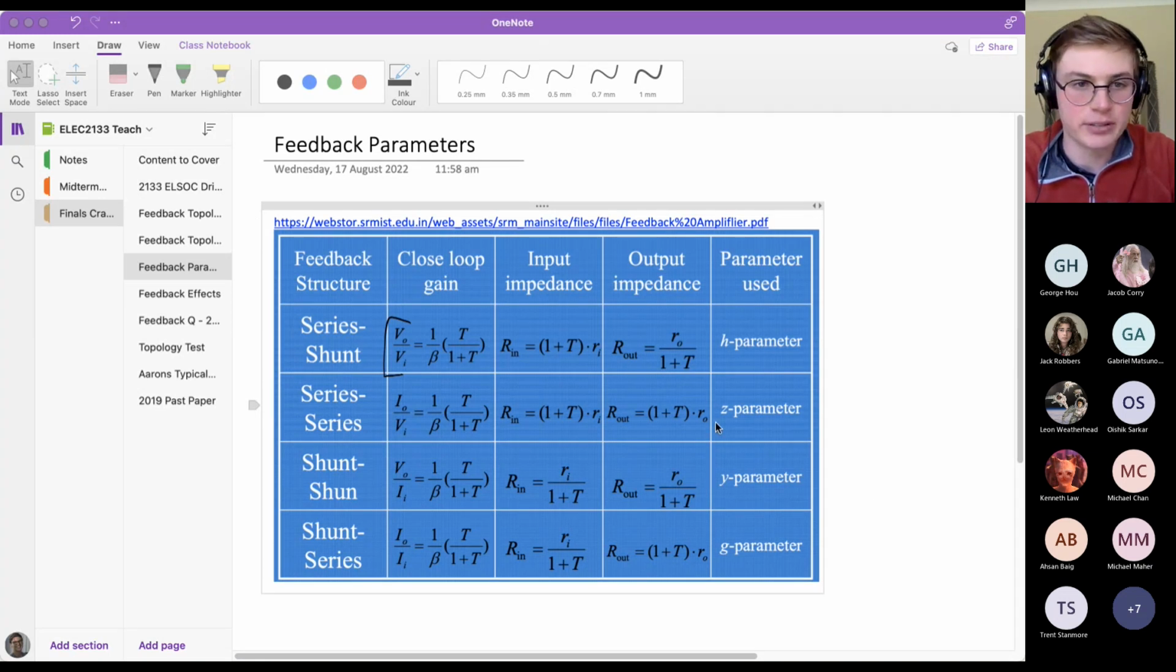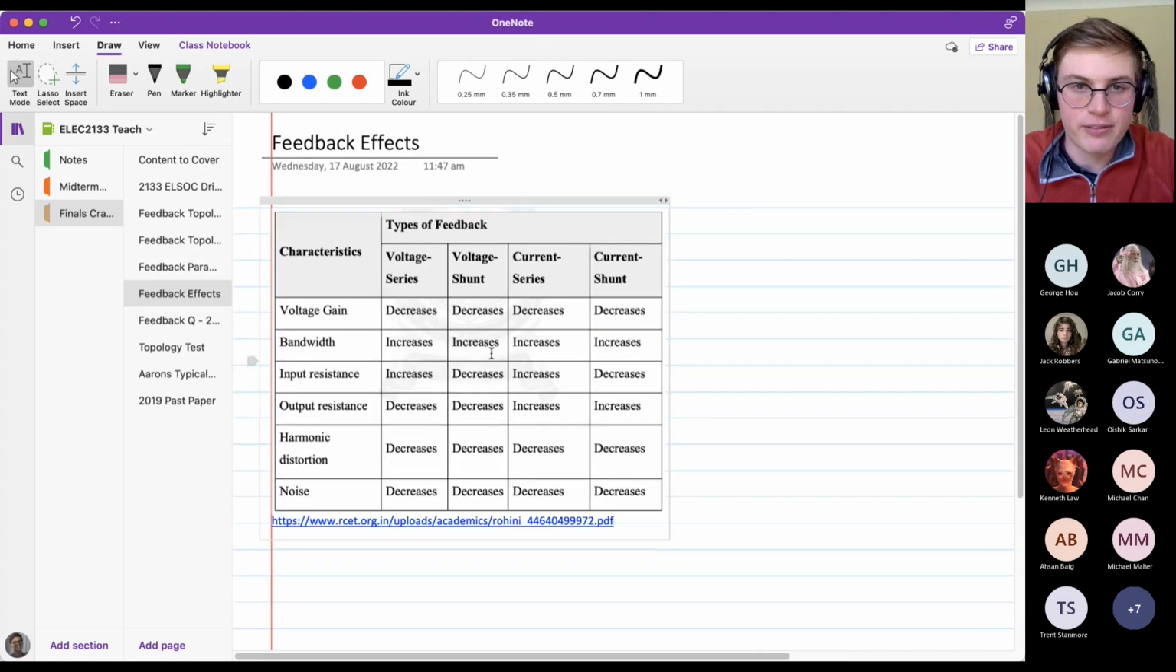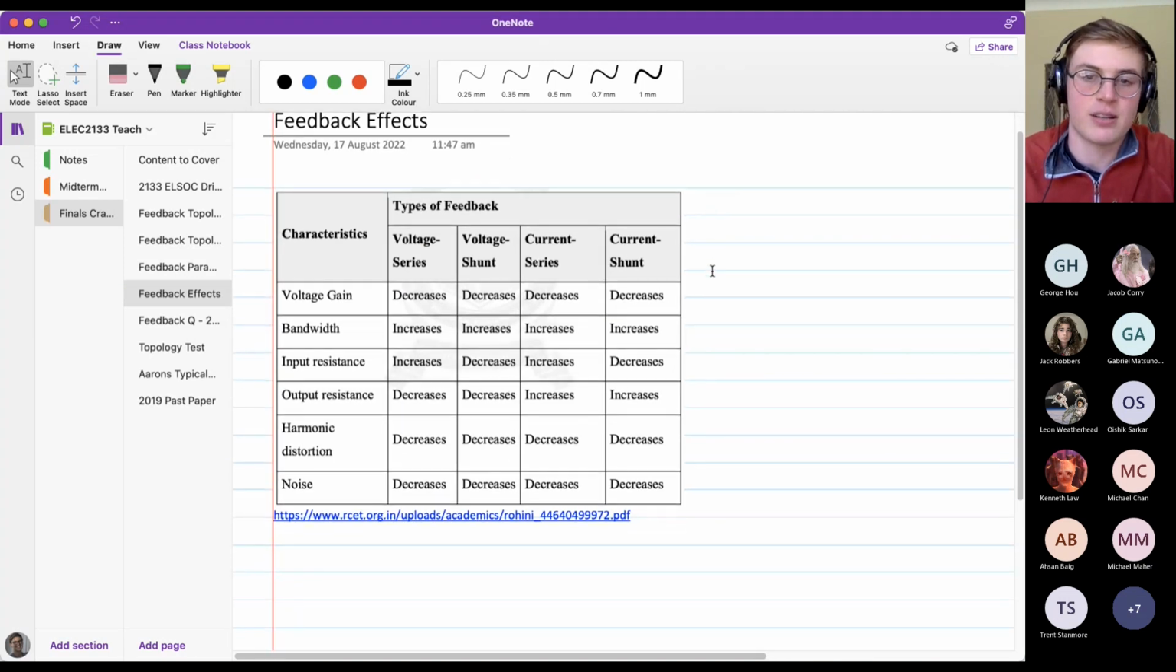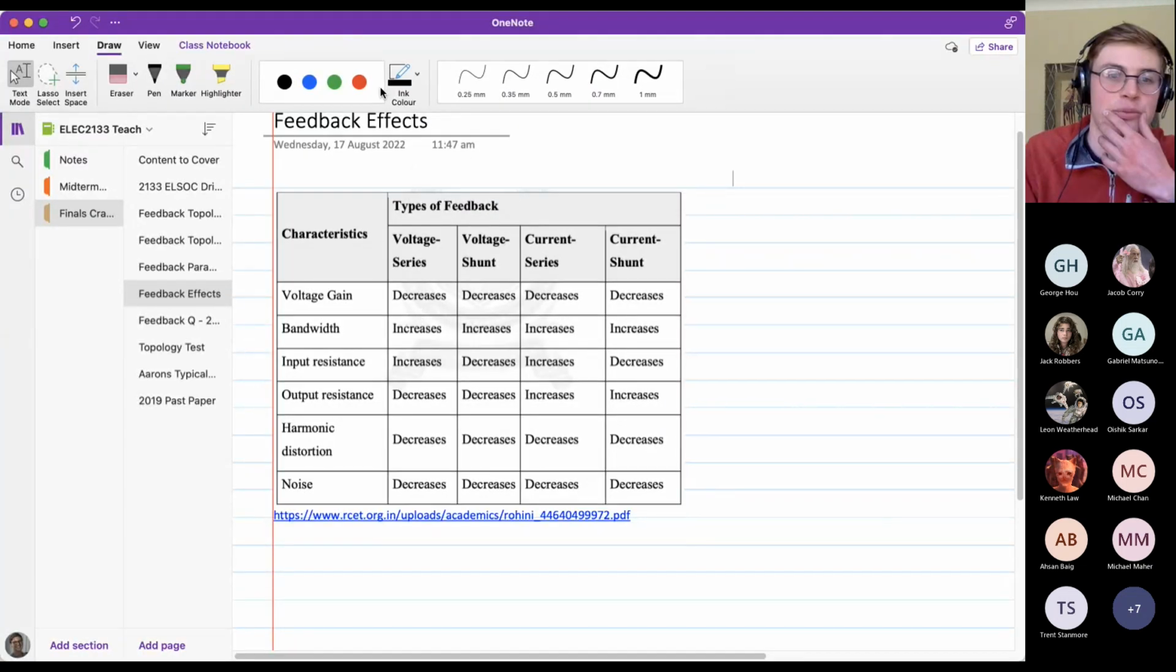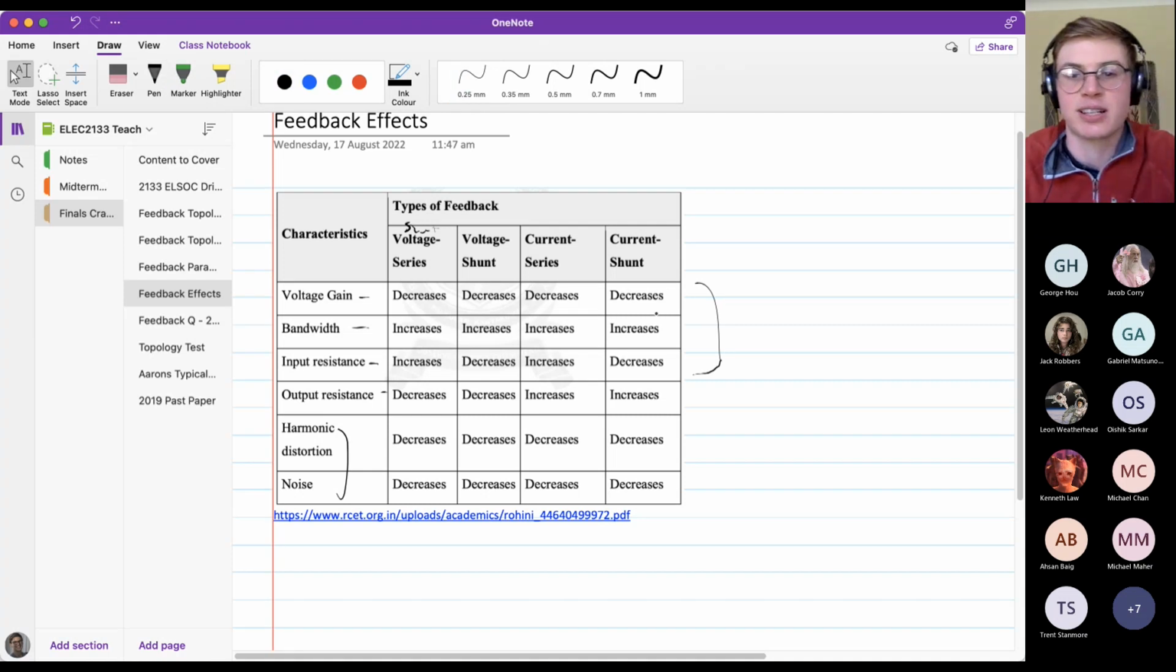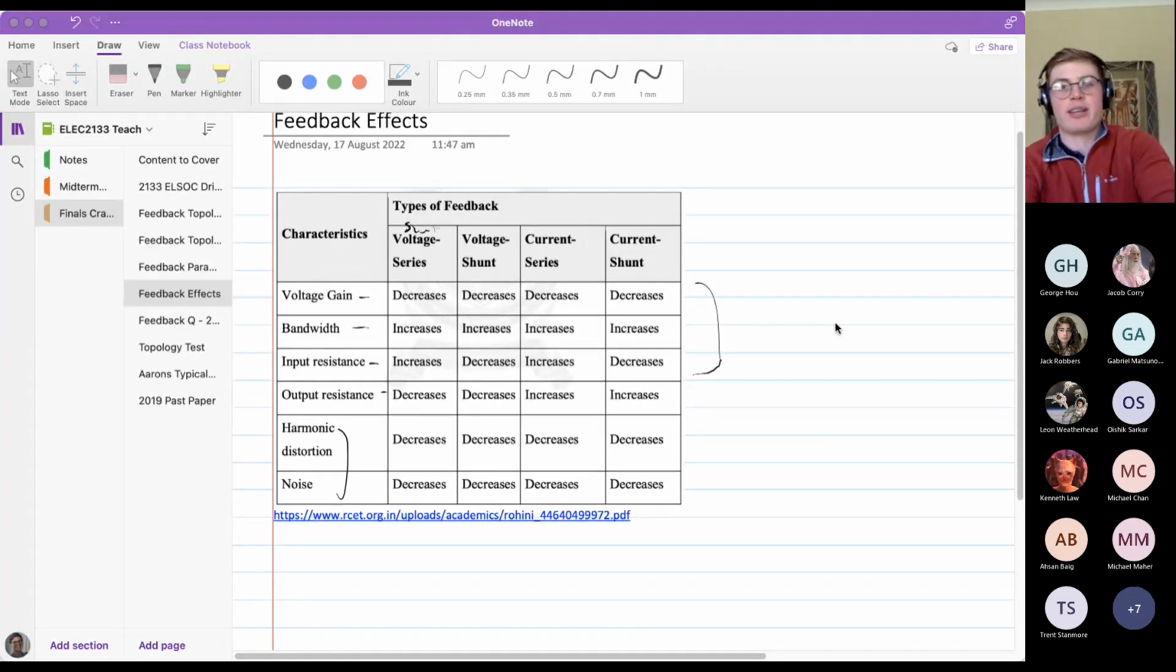doesn't matter. So we also have a table that says the effects of the different ones. Having things like this close at hand to refer to can be really helpful. So if I had voltage, this is shunt series. Knowing what happens to the gain, bandwidth, input, output resistance, don't worry about these two. These are all things that you could get asked. Essentially these are good things to have as a sanity check, right?